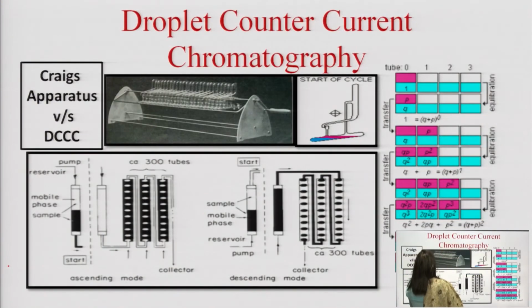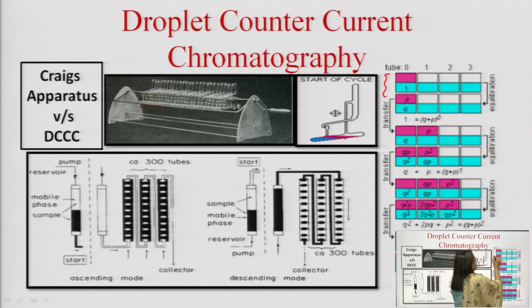Let's illustrate the two techniques. This is the Craig's apparatus, where you can see the series of tubes kept, or you can also say that these are the tubular trains. The tube which was being utilized for the Craig's counter current separation looks like this, and this blue is the lower liquid, while the pink is the upper liquid.